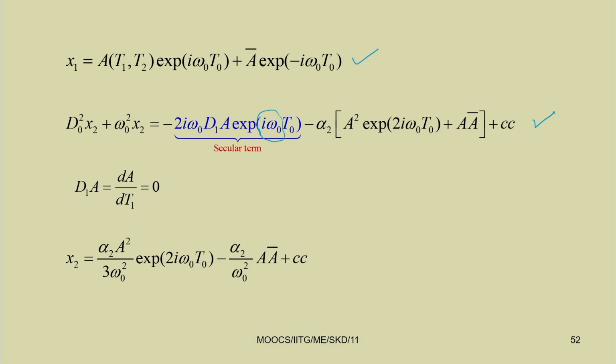So, as the solution actually is bounded, there will be no presence of this type of term. So, this type of term should be eliminated. To eliminate this term, as omega0 is not equal to 0 and e to the power i omega0 t0 is not equal to 0, the only term which is 0 is d1 a, that is equal to da by dt1 equal to 0. So, this way we got this thing. So, now substituting this d1 a equal to 0, or putting the secular term equal to 0, we can find the expression for x2, which is nothing but the particular solution of that expression.